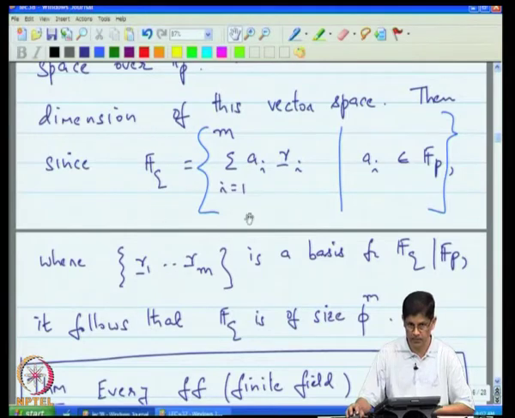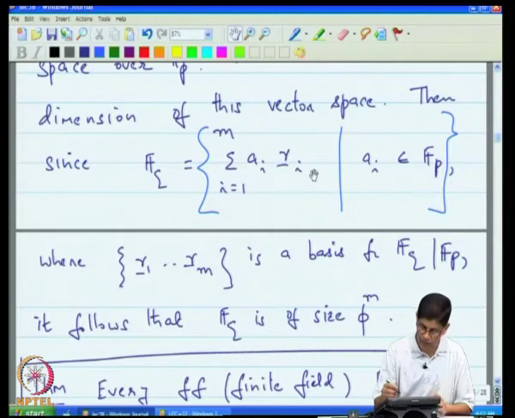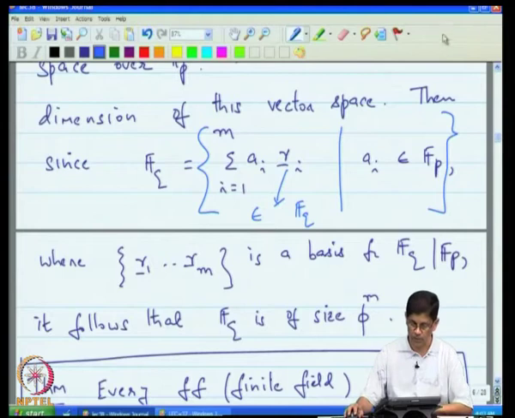That means the elements in FQ can be written in the form sigma a_i gamma_i, i equal to 1 to m. Now, I have put an underline here just to emphasize the fact that we are thinking of these elements gamma_i as vectors. So, these really belong to FQ, except that just to emphasize the vector nature of these elements, I am putting a bar underneath this.